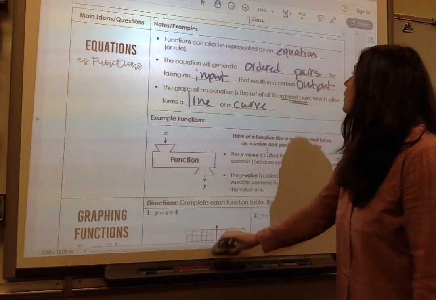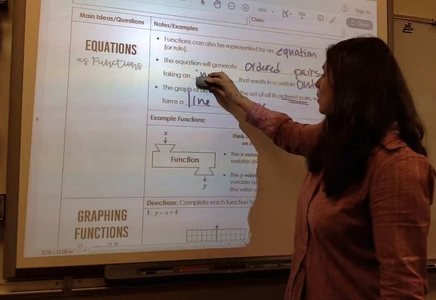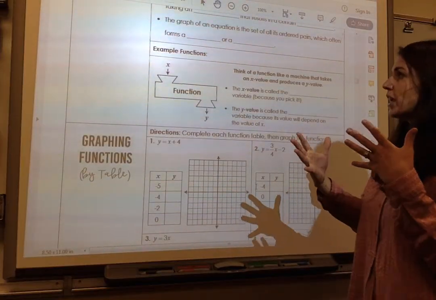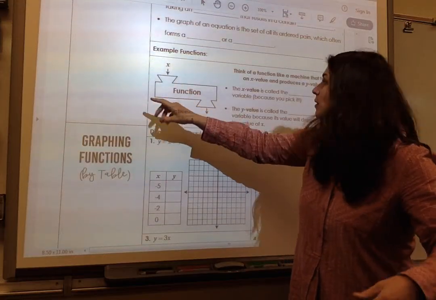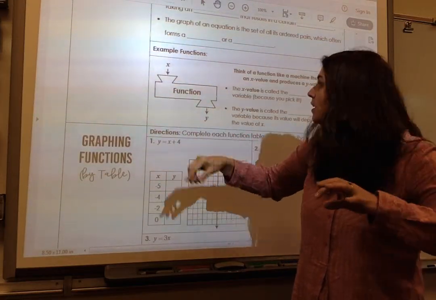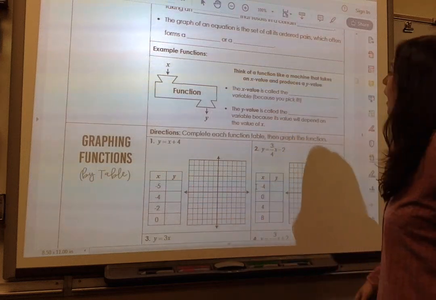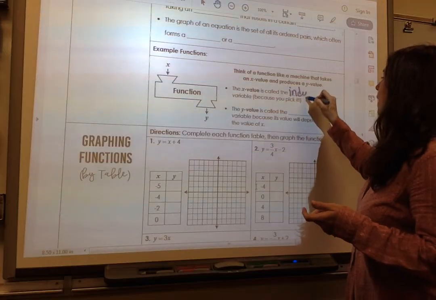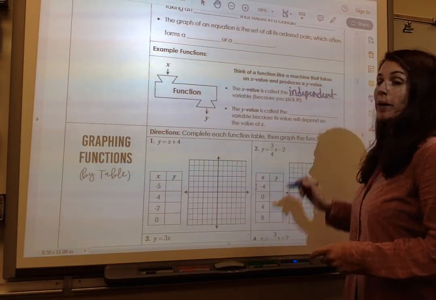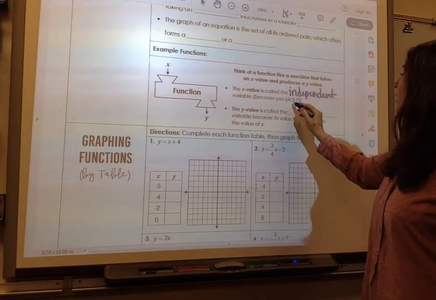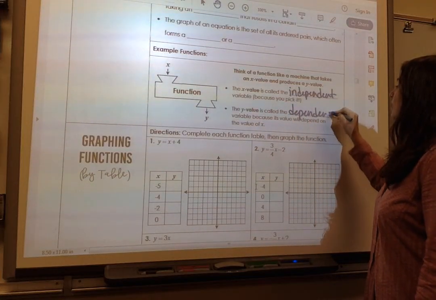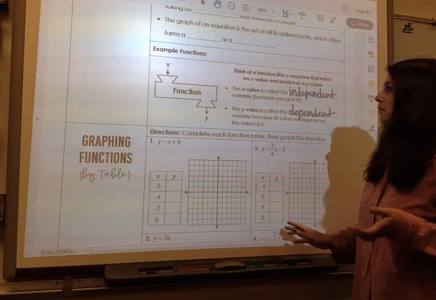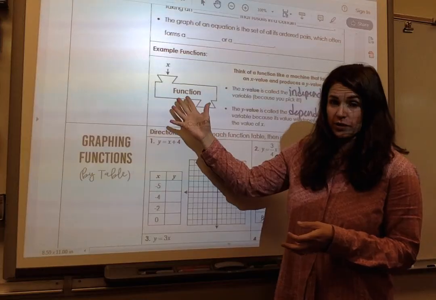Okay? So, here is an example of functions. Here's what I want you to think about. You think about a function like a machine. You put in a certain input, it computes it, and then it's going to spit out an output. The x value is called the independent variable, which we already talked about. Independent variable because you picked it. And the y value is called the dependent variable because it depends on what's going on with x. So that's what the function machine looks like.